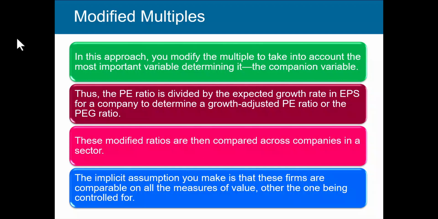Other than the one being controlled for. So we are saying all other variables are similar, risk and other things. Only the growth was a differing factor. So we control the growth. We divided the PE ratio by growth and got a new multiple. And now we are comparing that multiple and finding which companies are below, suppose, the average PEG ratio of all the companies you have.